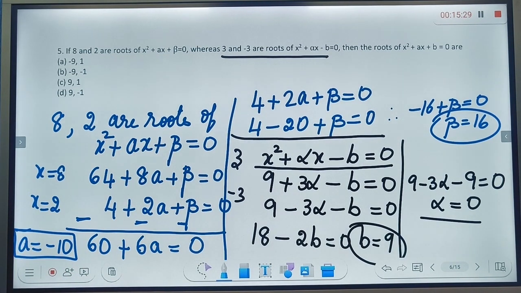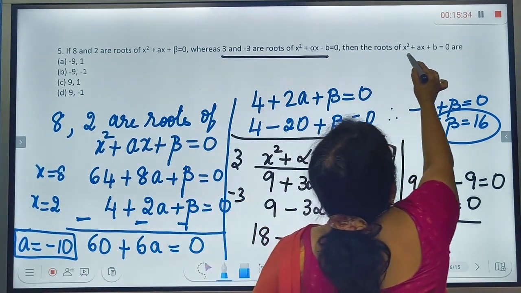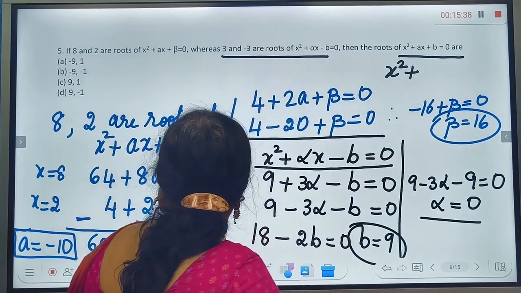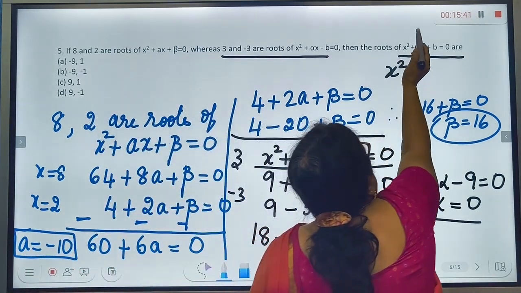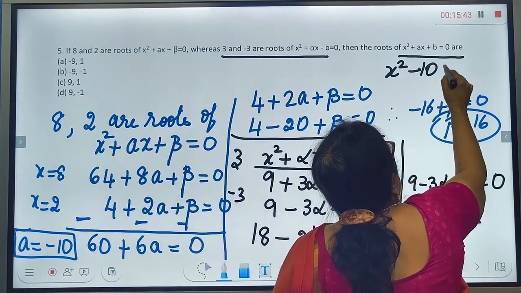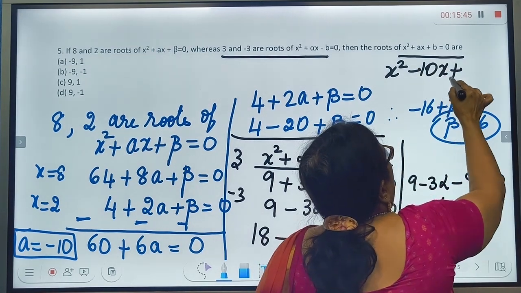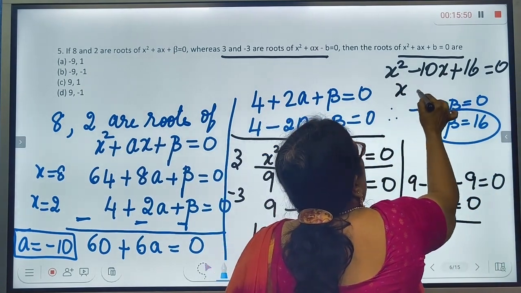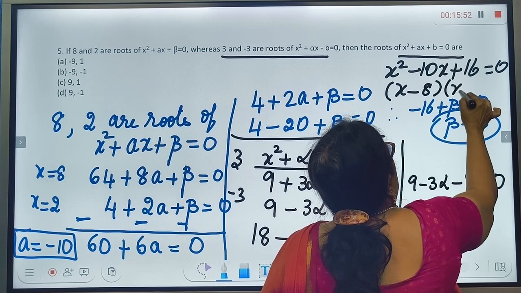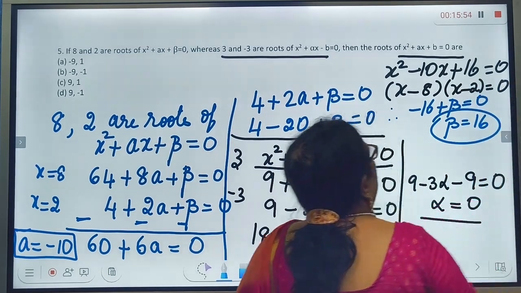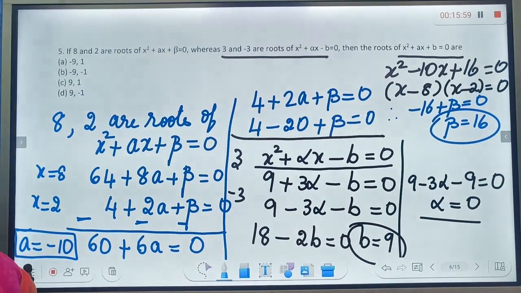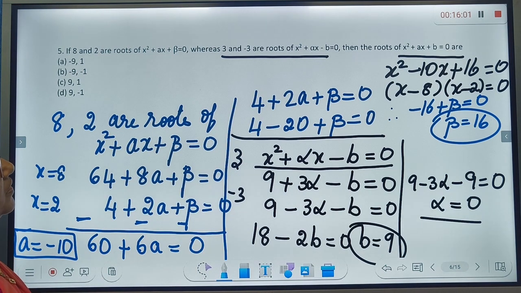You have to find the roots of x square plus ax plus b. What are the roots of x square plus ax plus b? A we have found, minus 10. Minus 10x plus b. B is what? 16 equal to 0. What are the factors? x minus 8 into x minus 2 equal to 0. The sum is minus 10, product is 16. So x equal to 2 and x equal to 8.